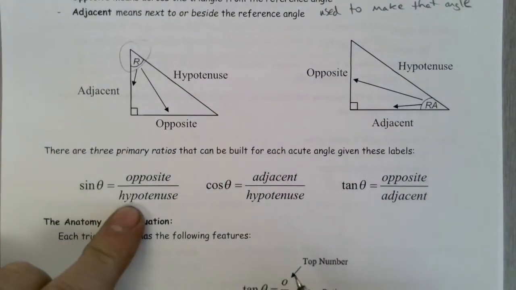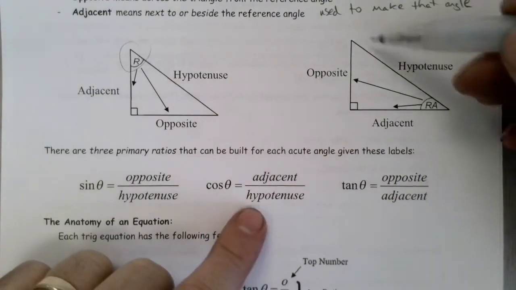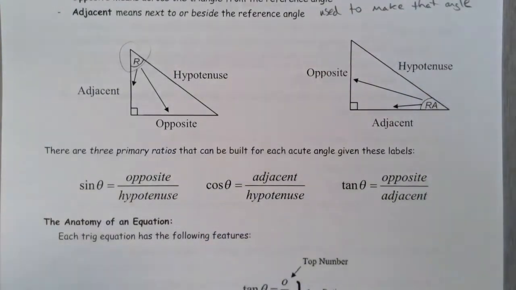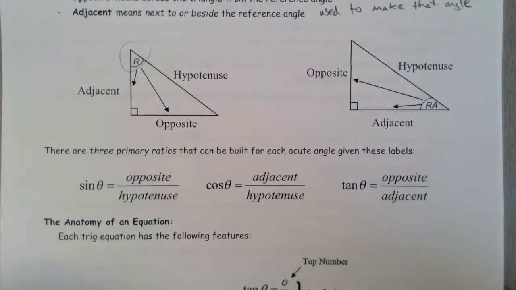We call that sine. If we're going to compare the length of the adjacent to the length of the hypotenuse, doesn't matter how big the triangle is. If I've got the same angle, those will always be the same. And then the tangent is the length of the opposite side divided by the length of the adjacent side. Okay?